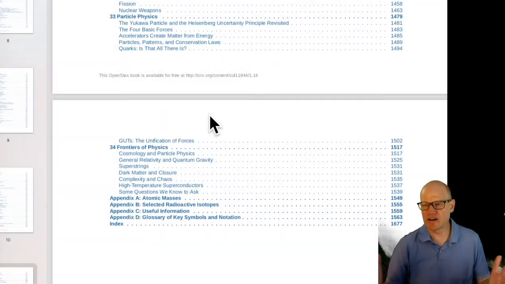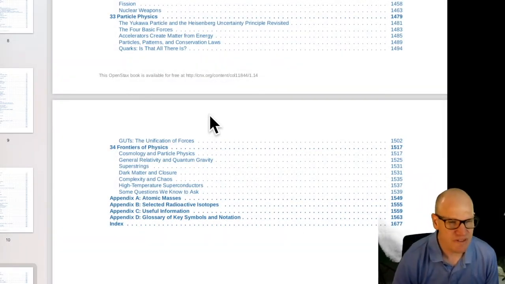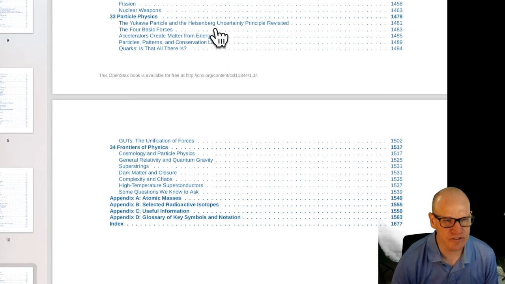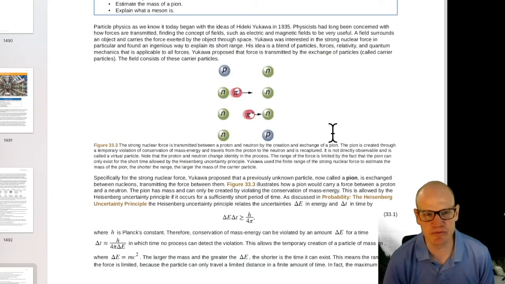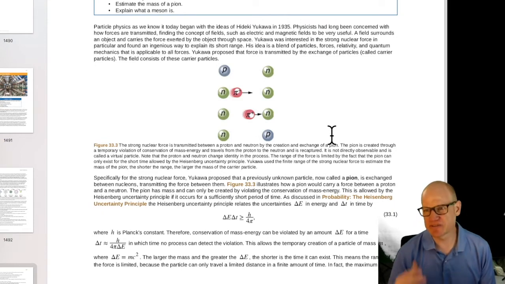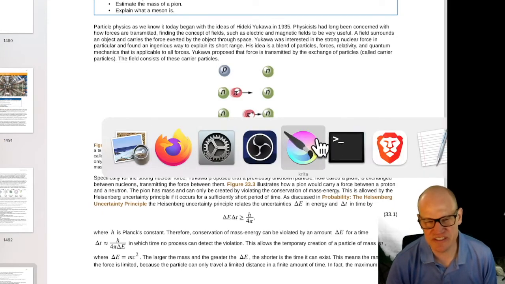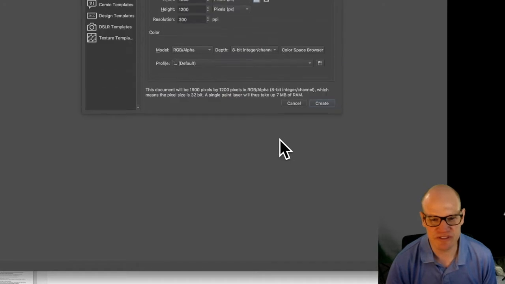So let's get started on particle physics. This is the plan. Let's take a look first at the Yukawa particle and the Heisenberg uncertainty principle revisited. Now, we've seen this before. A number of the things in here are actually a review from some of the stuff that I've covered in the past. But that's okay.